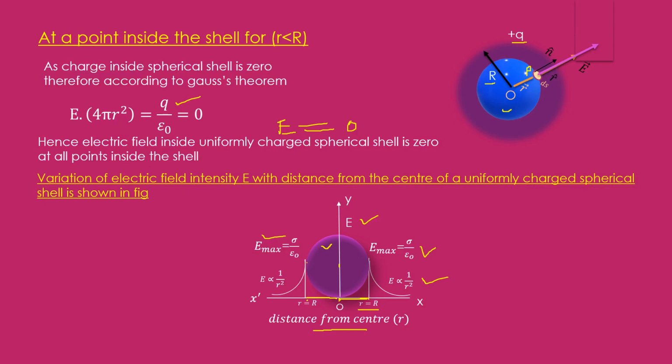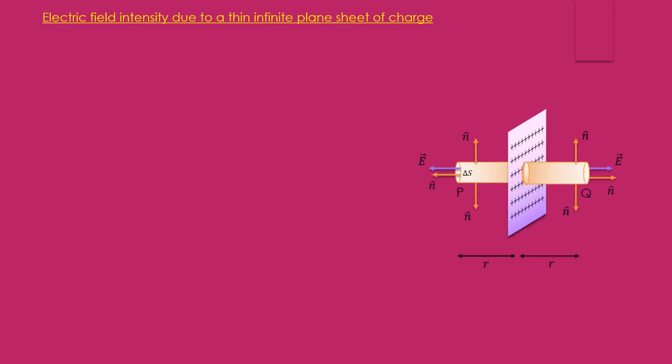Next is electric field intensity due to a thin infinite plane sheet of charge. So this is our thin sheet of charge, a uniformly charged sheet. Let sigma be the surface charge density on the sheet. So we will choose a Gaussian surface S1. This is a cylindrical surface passing through the sheet, and S2 is the thin infinite plane sheet of charge.